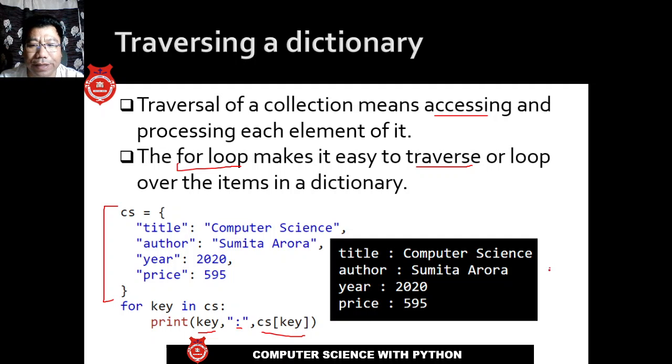So the output is given here on the black background. The title is computer science, the author is Sumita Arora, the year is 2020, and the price is 595. All right, in this way we can access all the elements. We can traverse the dictionary.